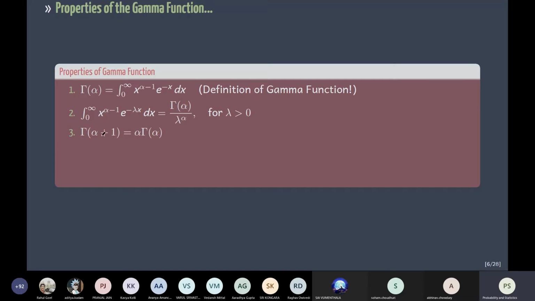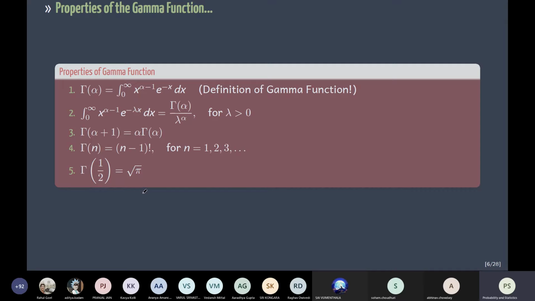And gamma alpha plus 1 is alpha gamma alpha. So this is the recursive thing that we need in the factorial function. For integer values, we already know that due to recursion, it will behave like n minus 1, I mean n factorial. The fourth one is an immediate consequence of this. For integer values, this is what we will get due to the recursion that the gamma function satisfies. And the fifth one is gamma half is square root of pi. So these are the properties.